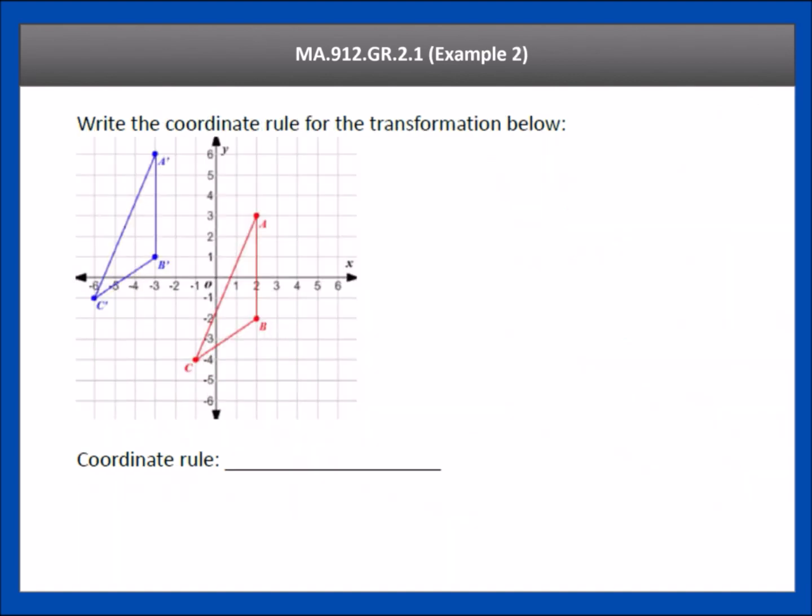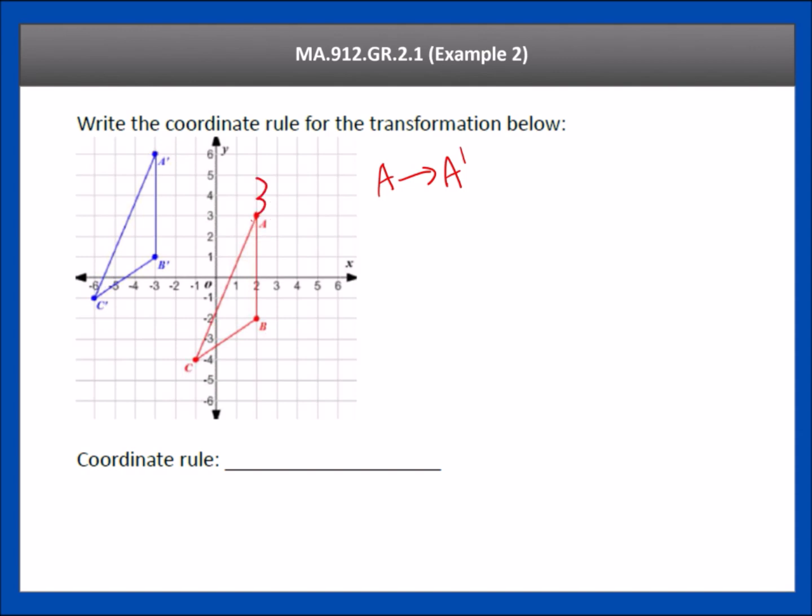Okay, so example 2, write the coordinate rule for the transformation below. All right, so this is clearly a translation. It's being moved. So we just have to figure out how much did it move from A to A prime. Remember, we're going from the pre-image to the image. So we're actually starting at A and then B to B prime.